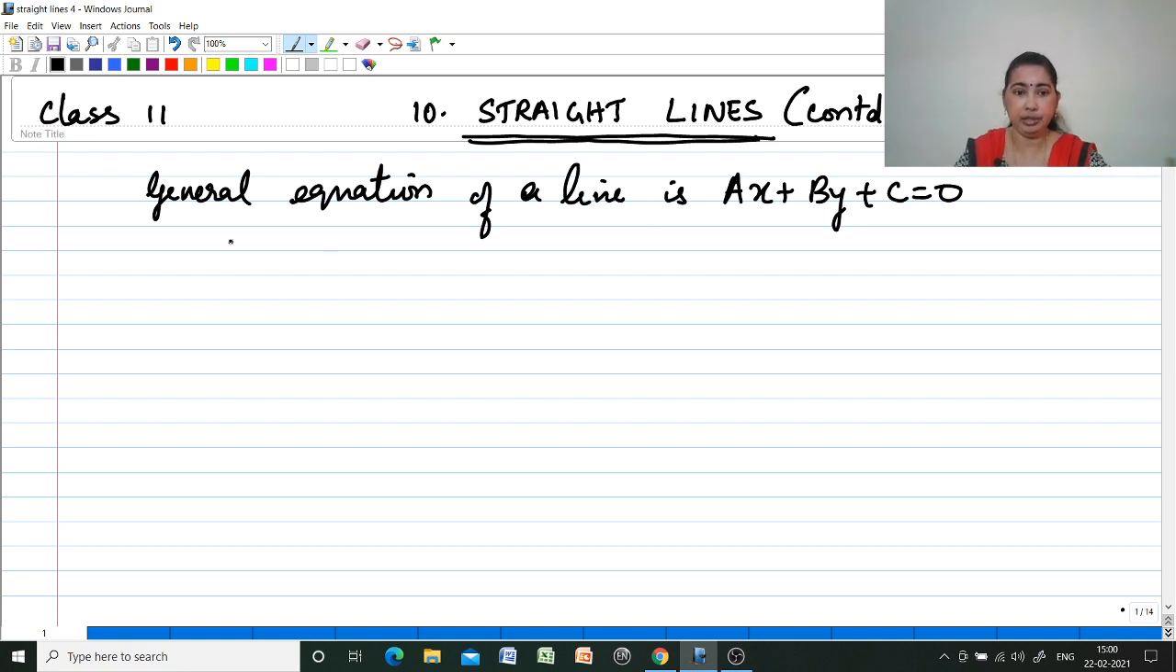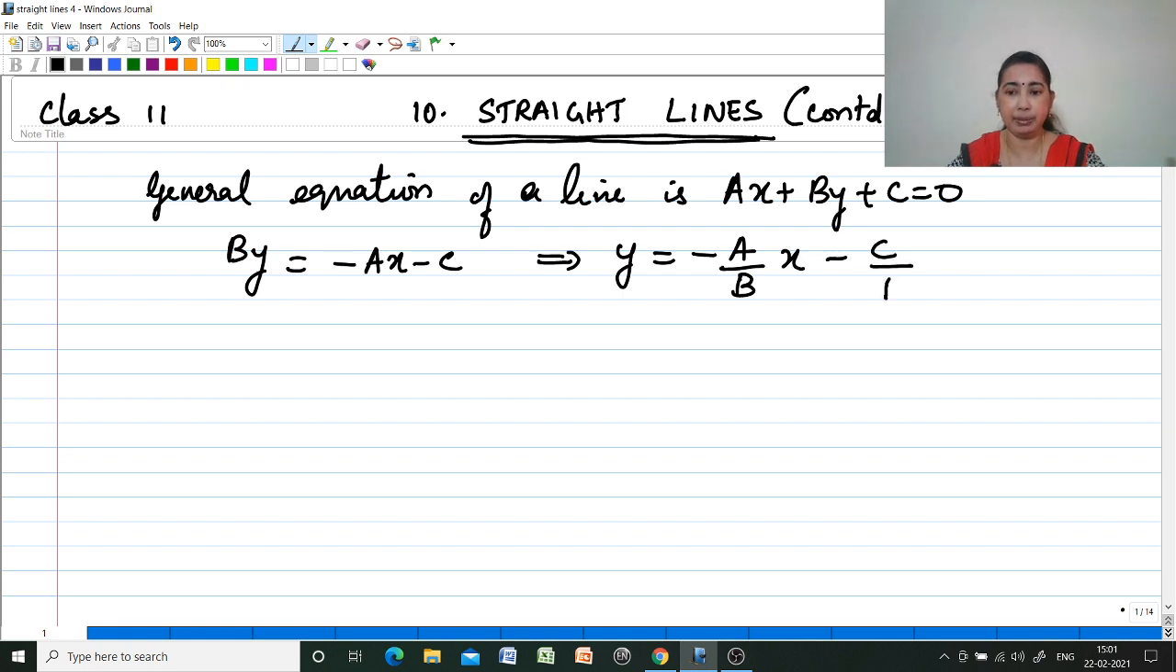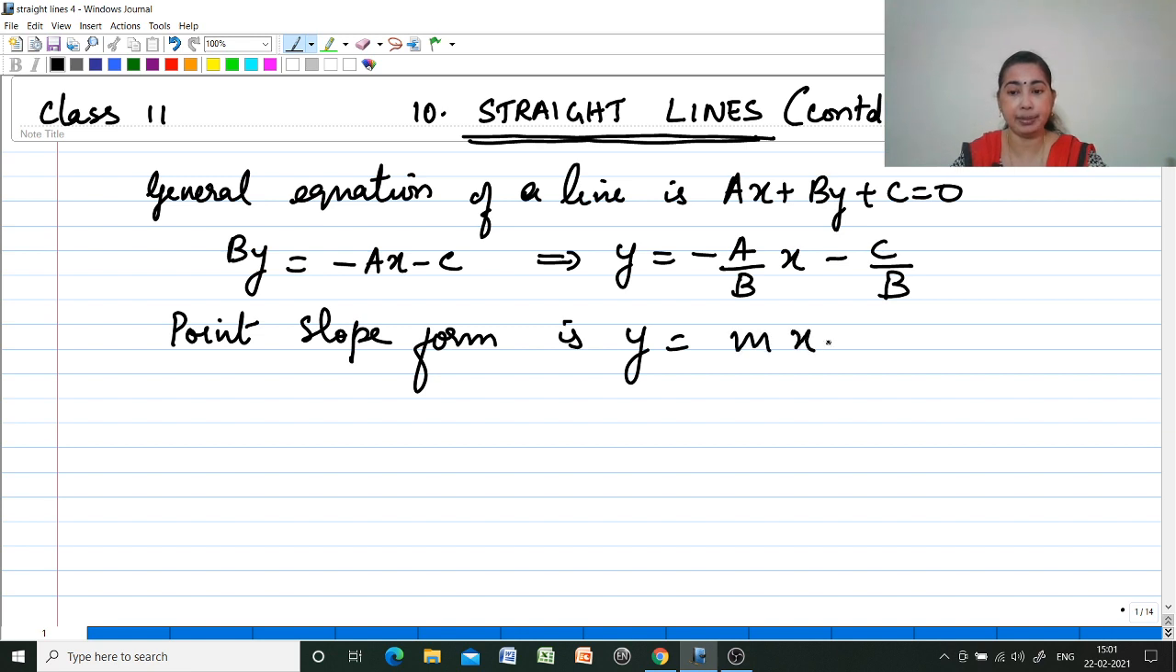So here, if I am rearranging this equation, ax plus by plus c equal to 0 can be written as by is equal to minus ax minus c. Dividing throughout by b, we can write this as y is equal to minus a by b into x minus c by b. So the coefficient of x is the slope. Why? The reason is we know the slope-intercept form. What is that form? The form of the equation is y is equal to mx plus c.